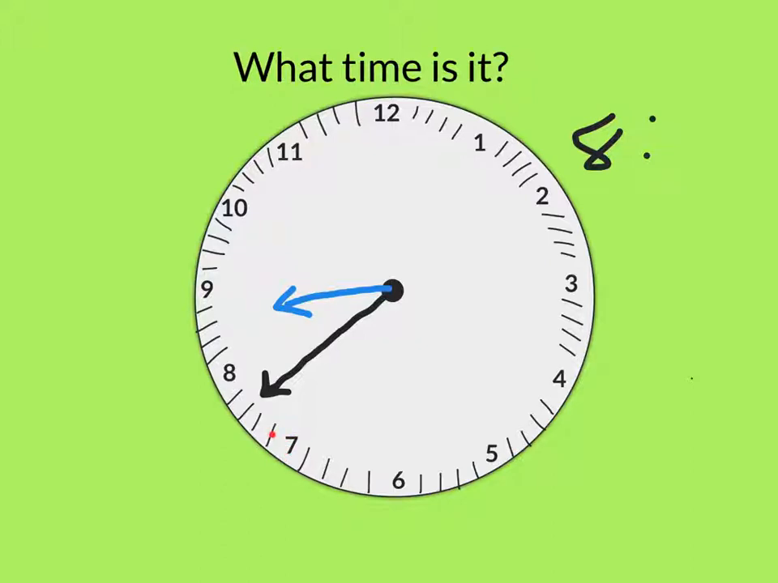And then it is 1, 2, 3 tick marks past the 35, which also means 3 minutes. So let's count. 35, we have 36, 37, 38. So the time shown here is 8:38.